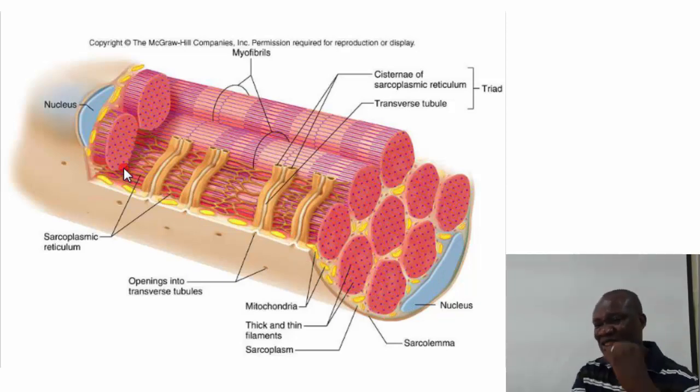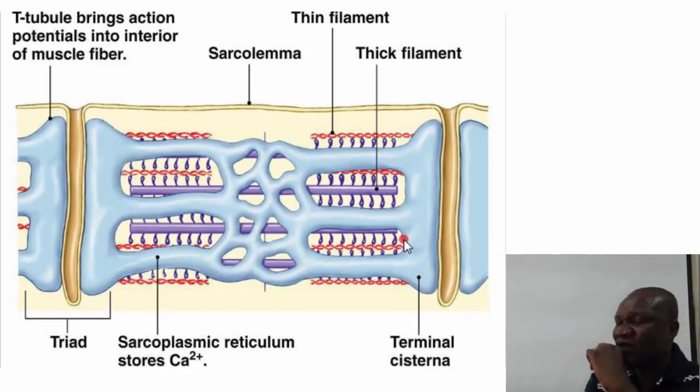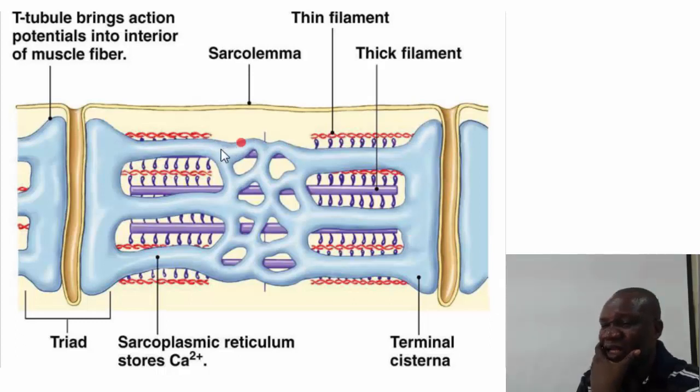Now, each myofibril is surrounded by a system of tubes called the sarcoplasmic reticulum. So these are sarcoplasmic reticulum. So this is sarcoplasmic reticulum. The sarcoplasmic reticulum has swelling ends. Those are the swelling ends.